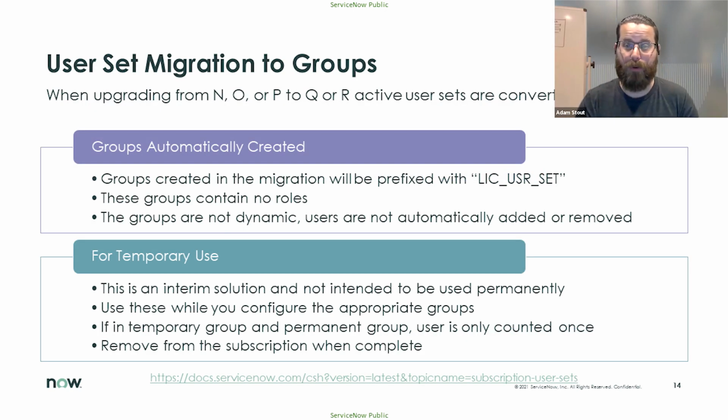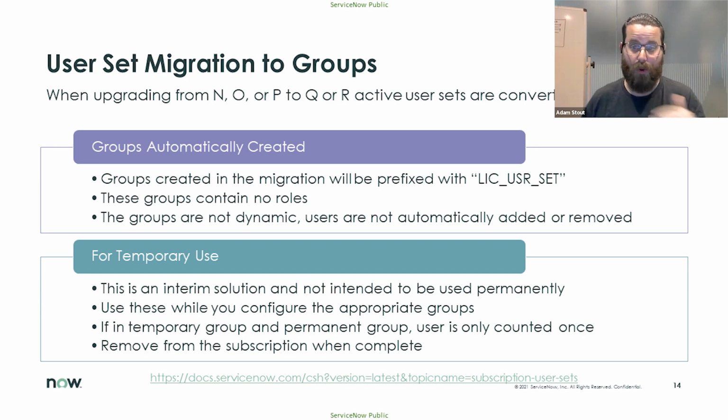And that user set migration to groups is important. If I went from New York or Orlando or Paris to Quebec or Rome, whether you just went from Paris to Quebec or from New York to Rome, that would be an exciting week, I'm sure. We migrated your user sets if you had them. A couple of key things about this user set migration. One, you'll know that it happened because we created a group that starts with license user set. We took your license user set, prefixed that, and created a group with that name.